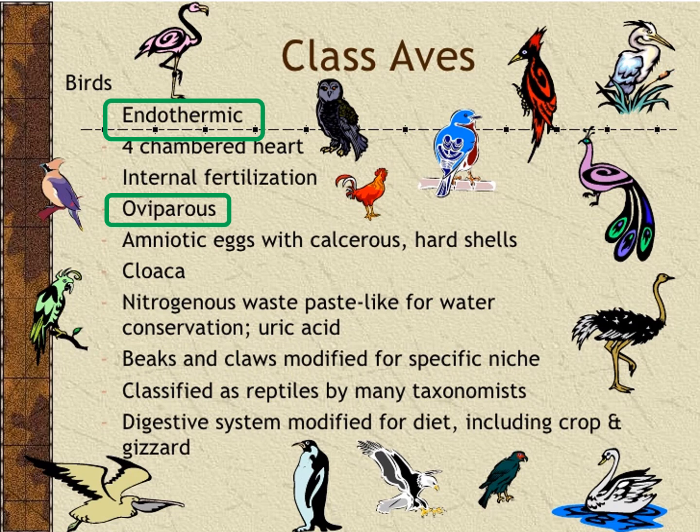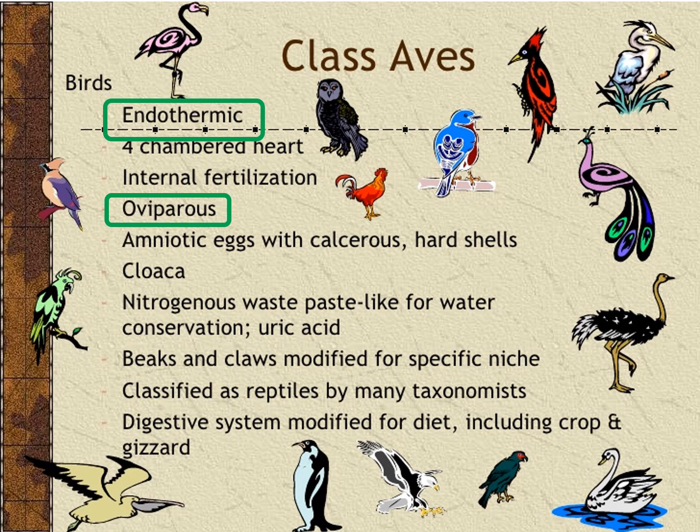They were also classified as reptiles by a lot of taxonomists, which is interesting. And then you hear that whole theory about the dinosaurs being more bird-like than reptiles and things like that. So it's pretty interesting taxonomy. Their digestive system is modified for a diet, including a crop and a gizzard. Those things help them process their food.